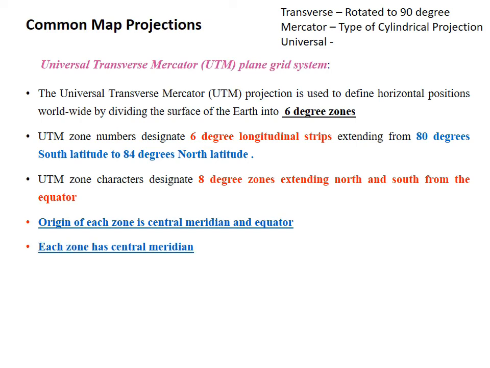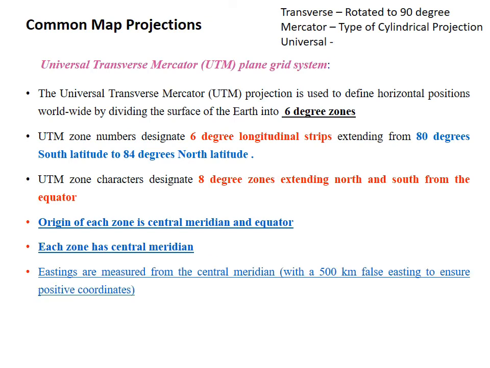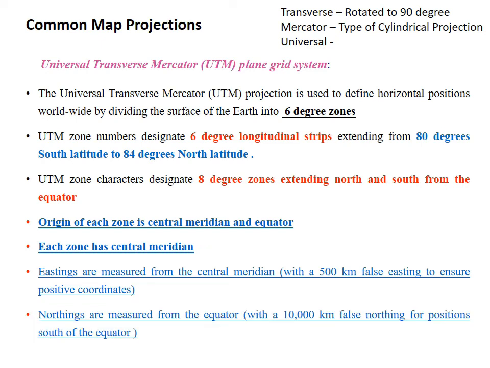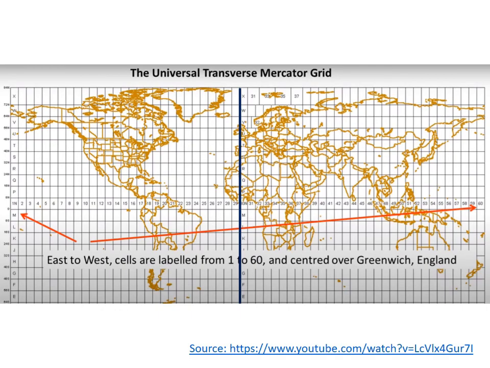Each zone that is divided in the UTM system has its own central meridian, and eastings are measured from the central meridian with a 500,000 meter or 500 kilometer false easting to ensure positive coordinates, and northings are measured from the equator with a 10,000 kilometer false northing for positions south of the equator. Now this diagram gives you an idea.